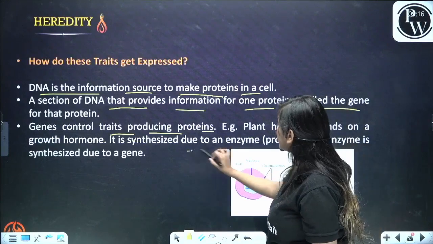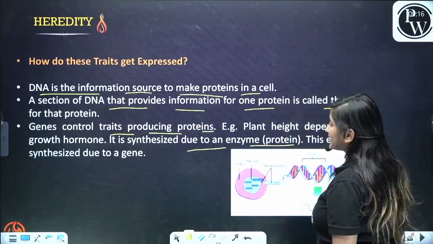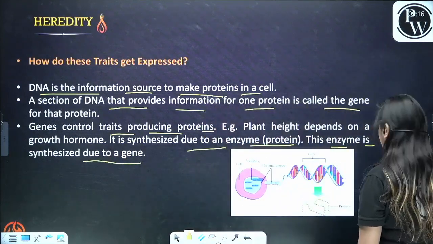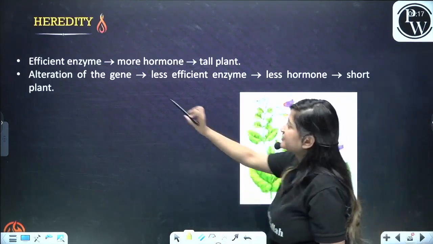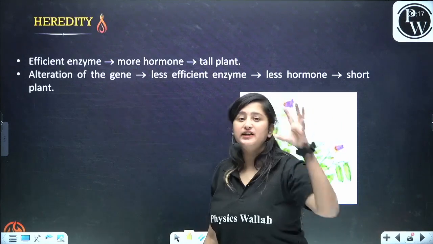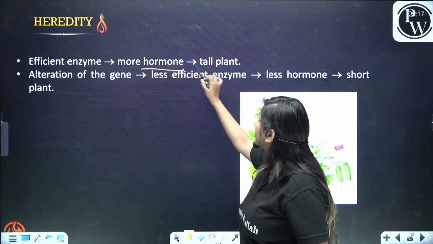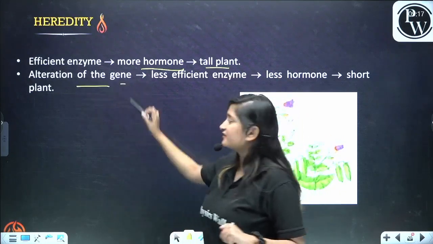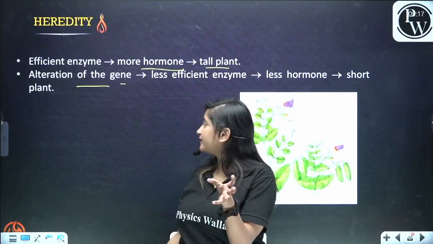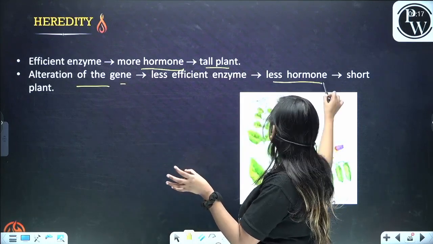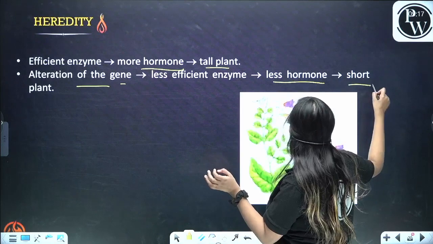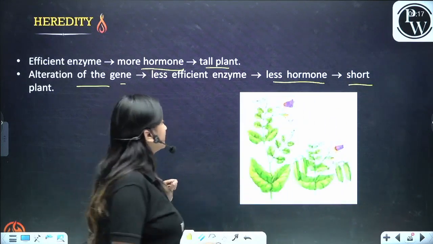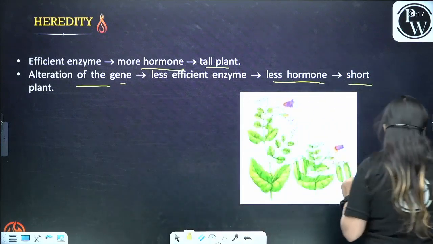So this is synthesized due to an enzyme or a protein. This enzyme is synthesized due to the gene. An efficient enzyme, that means efficient protein, will produce more hormone, resulting in a tall plant. Alteration of a gene gives a less efficient enzyme, which causes less hormone, and then there will be a short plant. Okay, let's move forward.